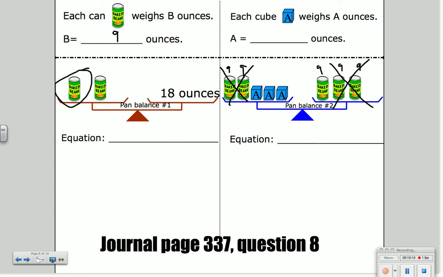So if I look at it, I think of 3 cubes equals 9. If I want to figure out how much 1 cube equals, I could divide the 9 by 3, because 3 divided by 3 is 1, right? So 9 divided by 3 would be 3. So each cube weighs 3 ounces.